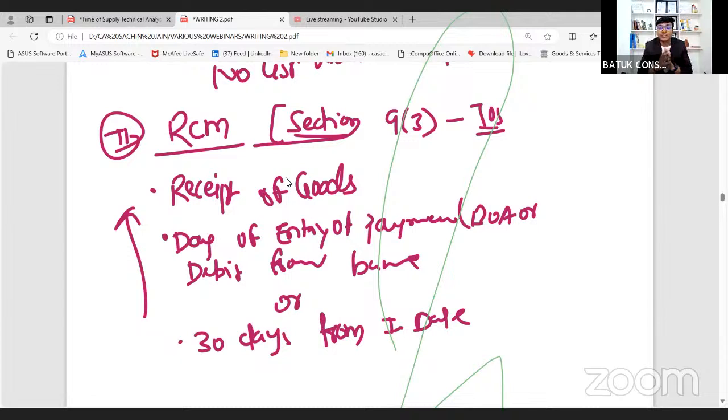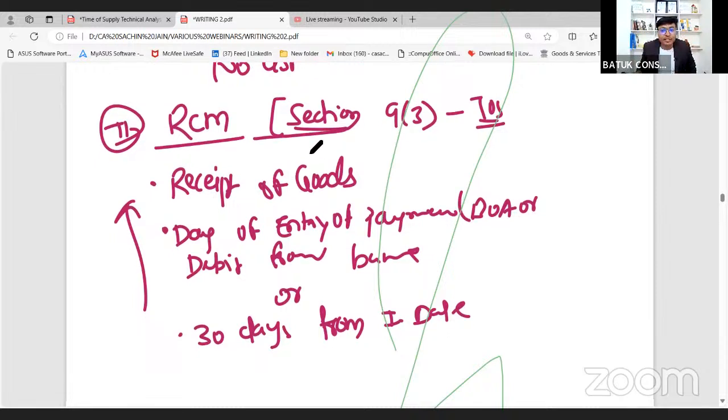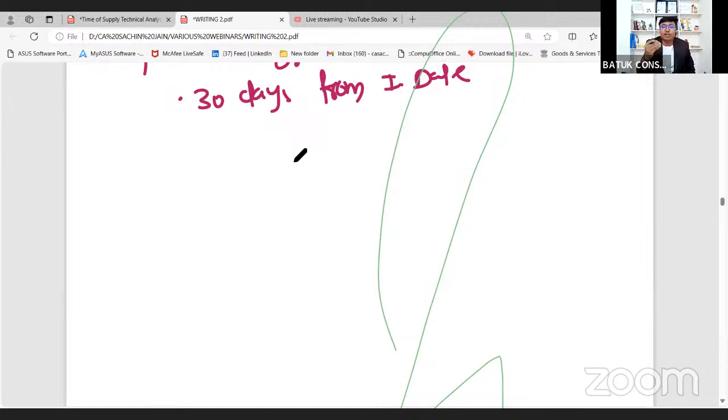That means उस month का जब आप return file करोगे, at that time you need to make the payment of the taxes under reverse charge mechanism. Yes, GST will not be applicable if there will be any advance on account of goods.